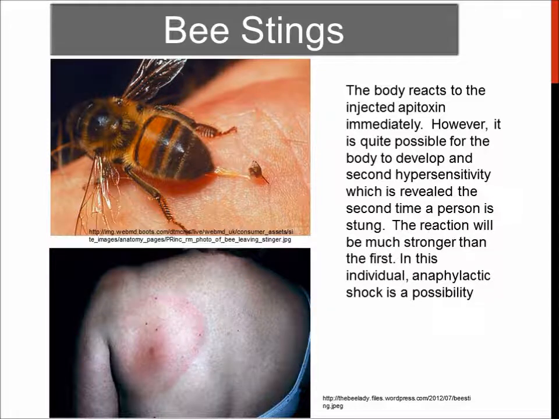We're all used to the immediate pain and swelling that we get from bee stings. However, a second time, the body may elicit a type 4 sensitivity response. In this case, the swelling and the tissue damage, as you can see from the lower picture, is far more extensive. And in some cases, this will become systemic and develop into anaphylactic shock.